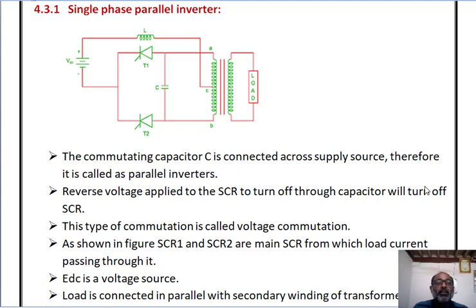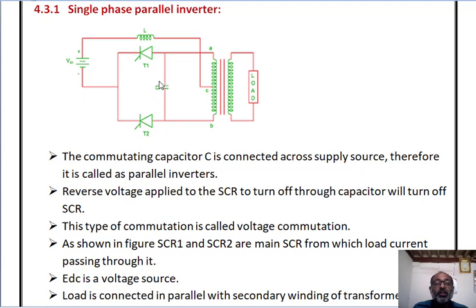Single phase parallel inverter. As shown in this figure, one commutating capacitor C is connected across the supply voltage, therefore it is called parallel inverter. Now the reverse voltage of this capacitor is applied to the SCR, which will turn off the SCR. So this type of commutation is called voltage commutation.